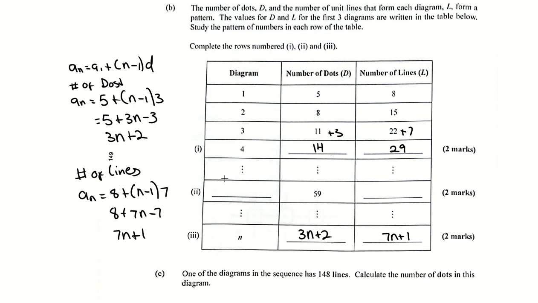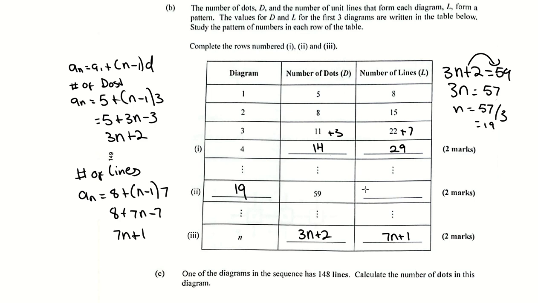Now, they want to know what your diagram number is to get 59. So let 3n plus 2 equal 59. We want to know what n, your diagram number, is. Basically you're making n the subject. Carry across the plus 2, so 3n would be 59 minus 2, which is 57. Then n would be 57 divided by 3, which is equal to 19. So my diagram number to get 59 dots is 19.